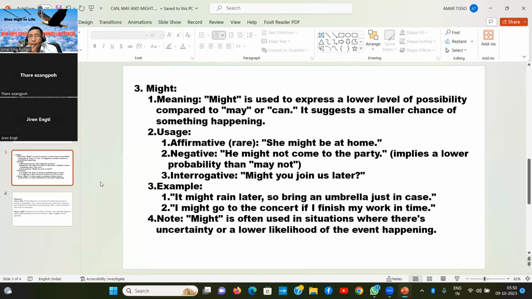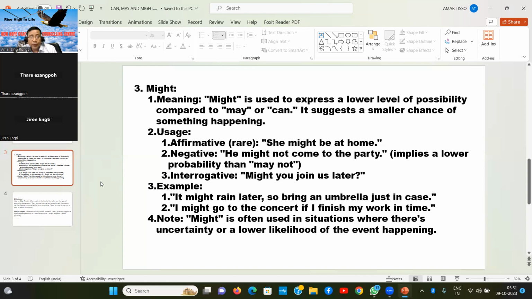Okay, number 2: I might go to the concert if I finish my work in time. If I finish my work in time, I might go to the concert.